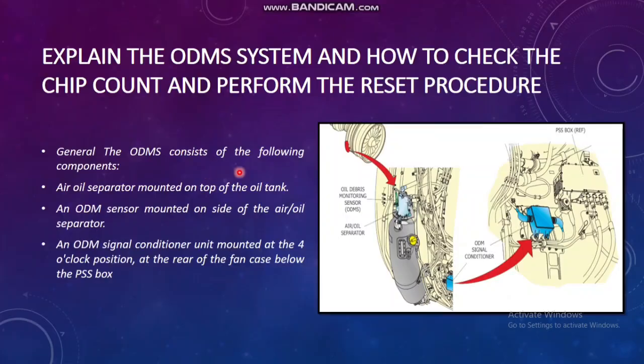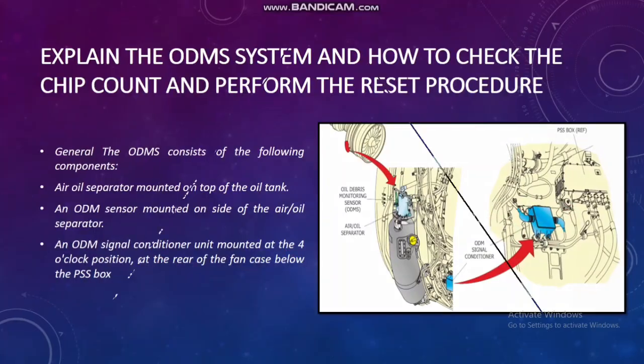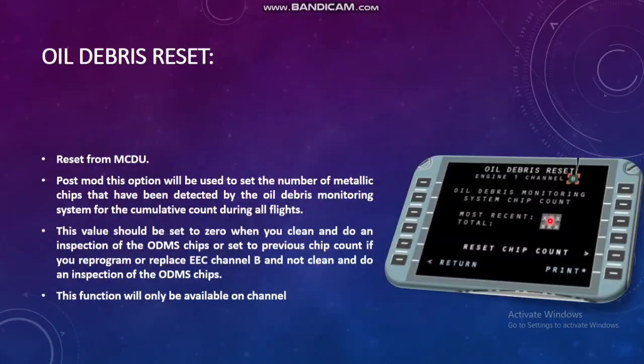In general, the ODMS consists of the following components: the air oil separator mounted on the top of the oil tank, then the ODMS sensor mounted on the side of the air oil separator. This is your ODMS sensor. The ODMS signal conditioner unit is mounted at the 4 o'clock position at the rear of the fan case. So this is the signal conditioner monitoring system which will give a signal to the EC. And the reset procedure, I have already told, is post mode.